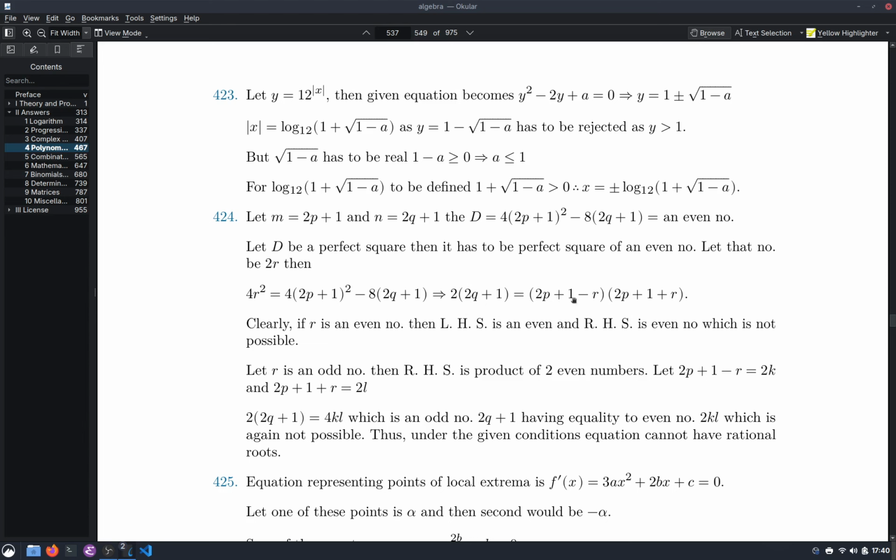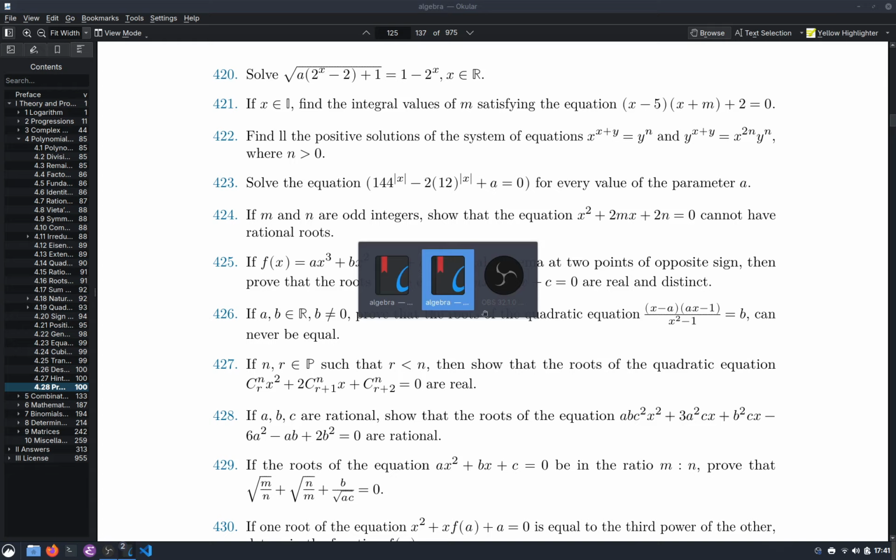If r is odd, then these two become even. So 2 into (2q plus 1) is equal to 4kl from the assumption here, which is an even number. Alright. So now if you see, this 4kl becomes an even number if r is odd. So 2q plus 1 will become 2kl. So 2q plus 1 is odd and 2kl is even, which is not possible. Therefore, in the given conditions, the equation cannot have rational roots.